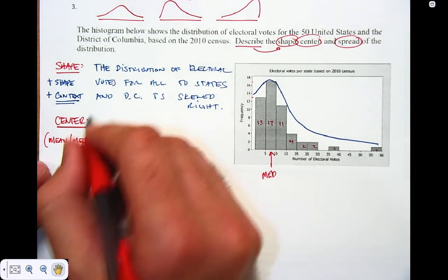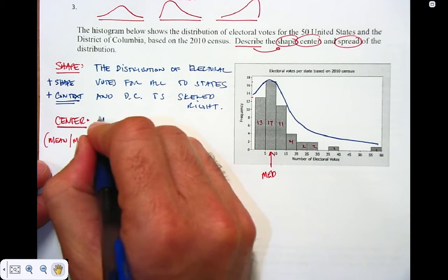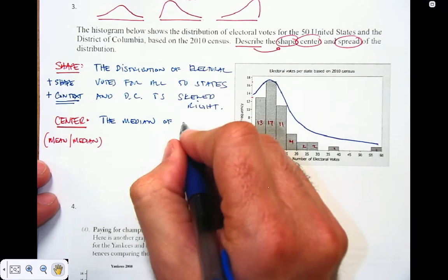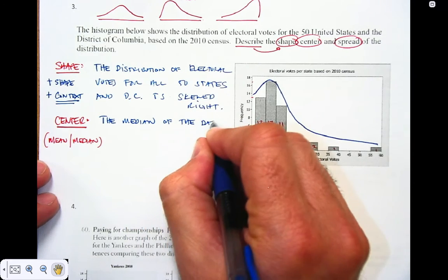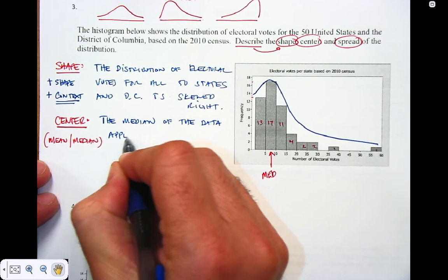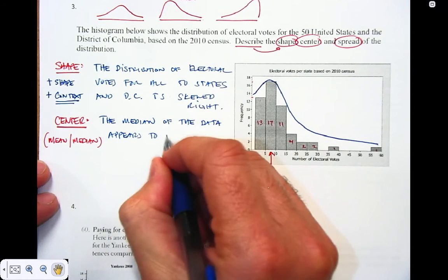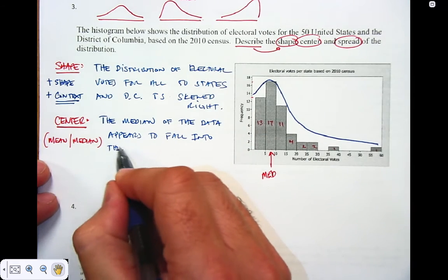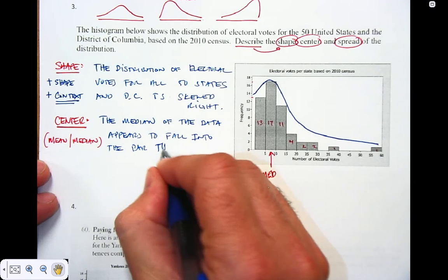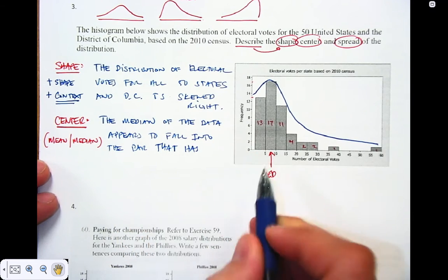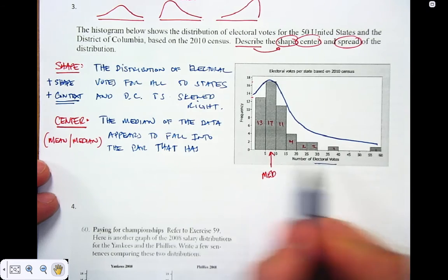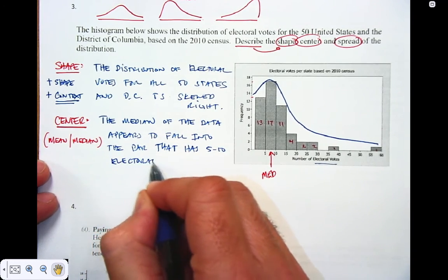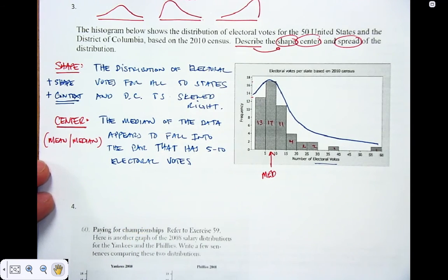So you're going to say the center, or the median, of the data set appears to fall into the bar that has, right here, 5 to 10 electoral votes.